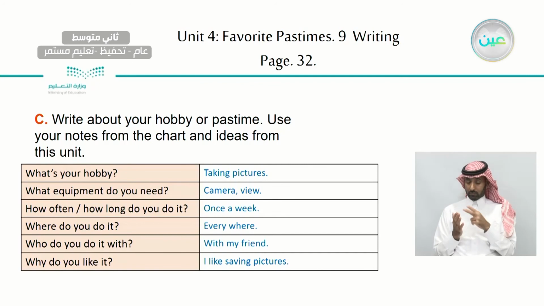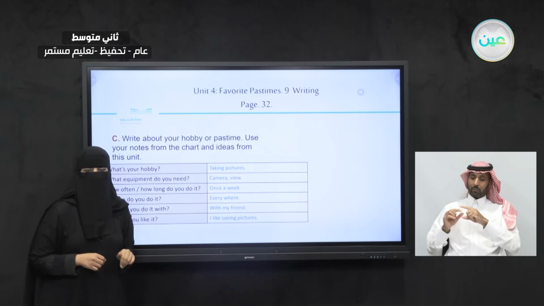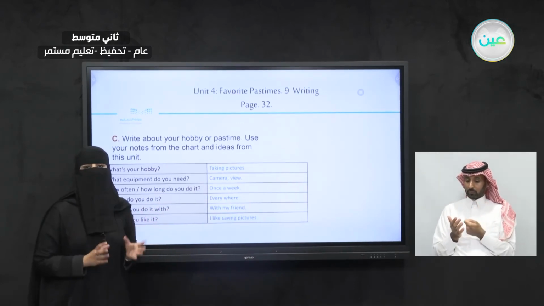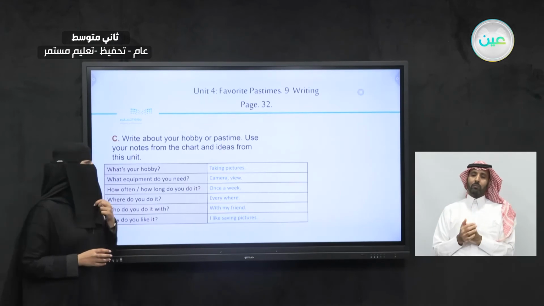So, write about your hobby or pastime. This is a writing lesson, so that means we must write something, right? Write about your hobby or pastime. Use your notes from the chart and ideas from this unit. Now, let's take a look. So we have this chart. We are going to fill the chart here with our hobby. Then we are going to collect this information together to write a paragraph or write a text.